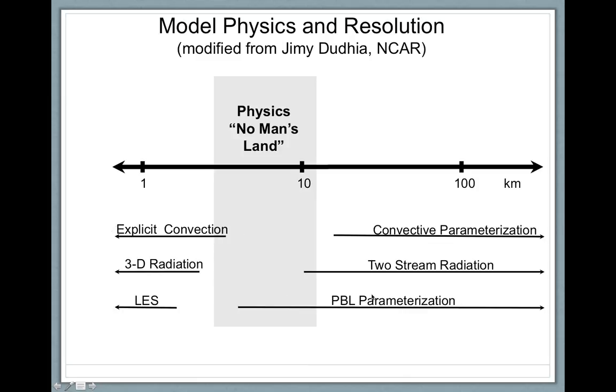But even then, our parameterization schemes might change depending on scale. And so we're going to have a planetary boundary layer parameterization that might work well for small grid spacings to large grid spacings, but if we get really small, then we're going to need large eddy simulation schemes to most accurately represent those parameterizations.